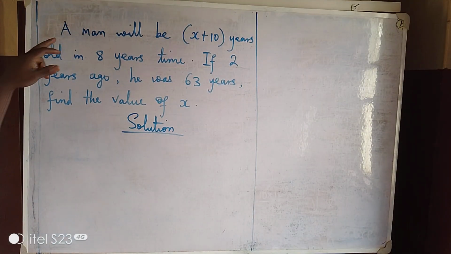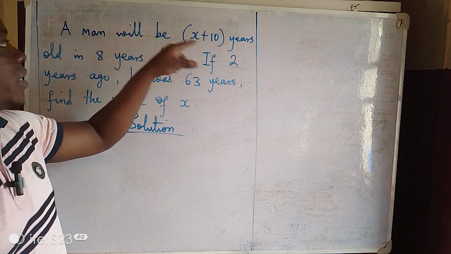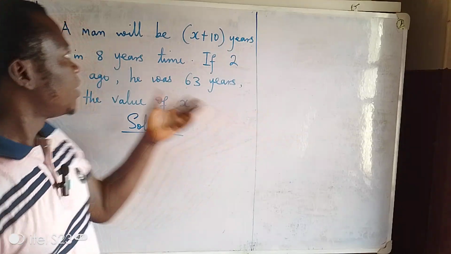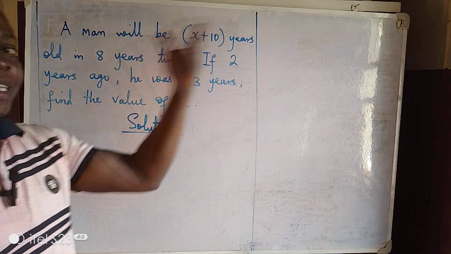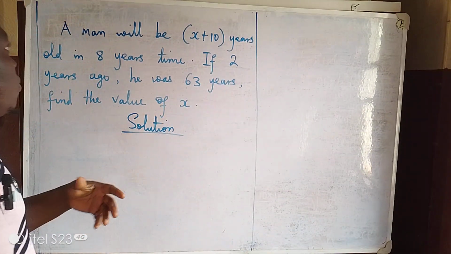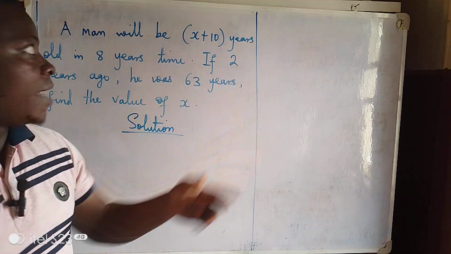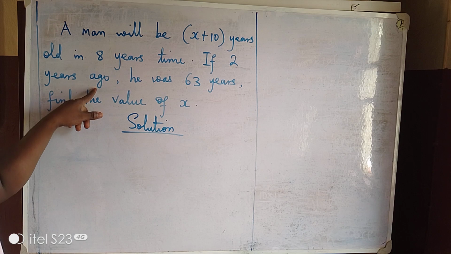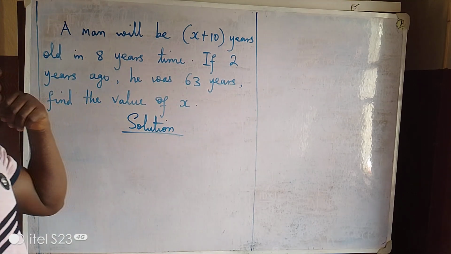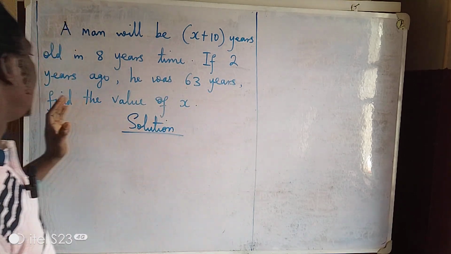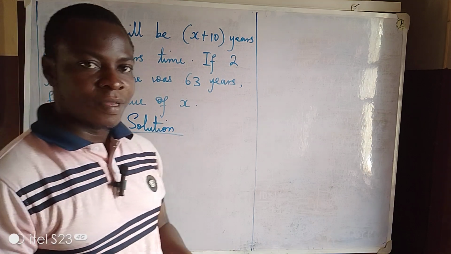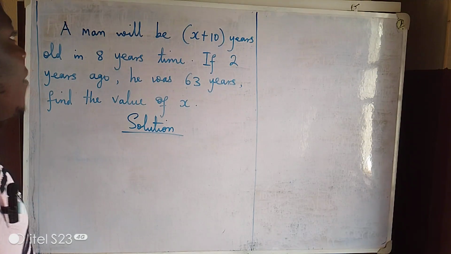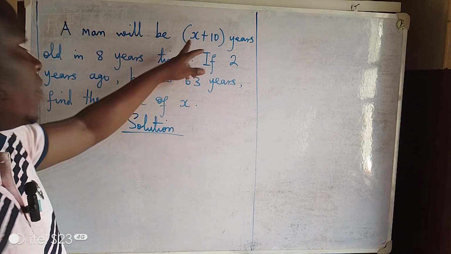They say a man will be x plus 10 years old in 8 years time. That means in the future, in 8 years time, he is going to be this age. And they say if 2 years ago, that means 2 years backward, he was 63 years. Now find the value of x. We don't even know the present age of this man, but they have given us a clue for us to get the value of x here.